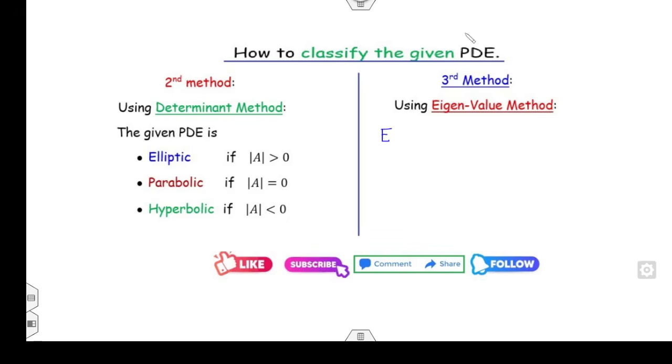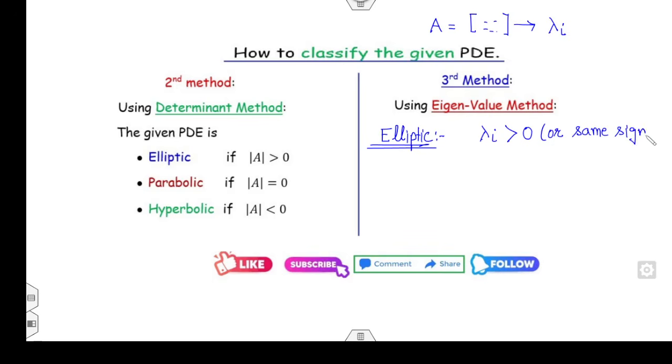On the other hand, if you have the matrix A, you can find the eigenvalues of this matrix, and then based on the eigenvalues, the equation is said to be elliptic whenever all those eigenvalues are positive, or you can say they must have the same sign. Either all are positive or all are less than 0, for all i. It is parabolic whenever at least one of the eigenvalues is 0.